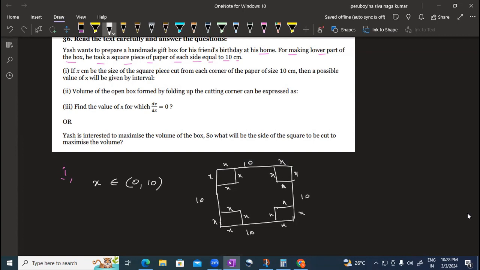You have to do cutting, but it lies between 0 to 10. Then only you can make a kind of box, right? So x values vary from 0 to 10. That is the first question's answer.